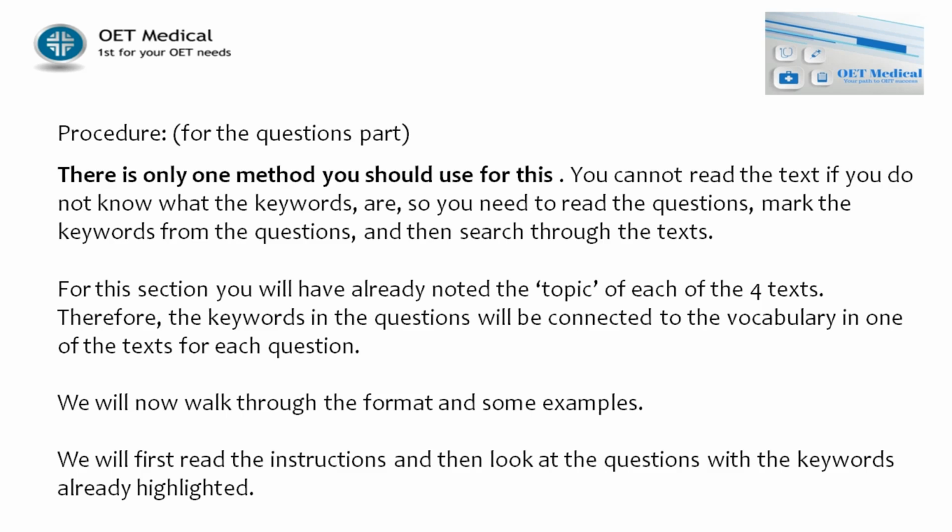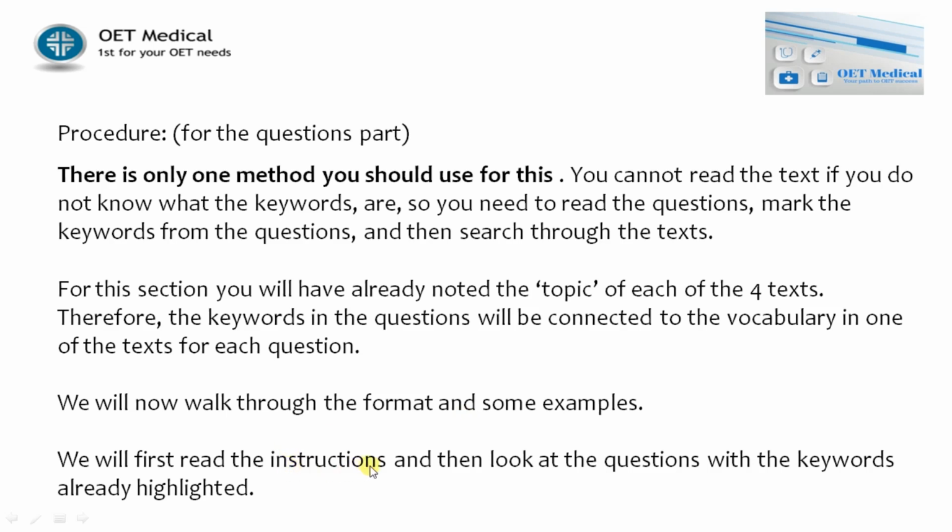Okay, for this section you will have already noted the topic of each of the 4 texts, because it's the same text that you did questions 1 to 7 for, so you're reading the same information again, so you will be familiar with some of it. Therefore the keywords in the questions will be connected to the vocabulary in one of the texts for each question. So now we're going to walk you through the format and some examples.